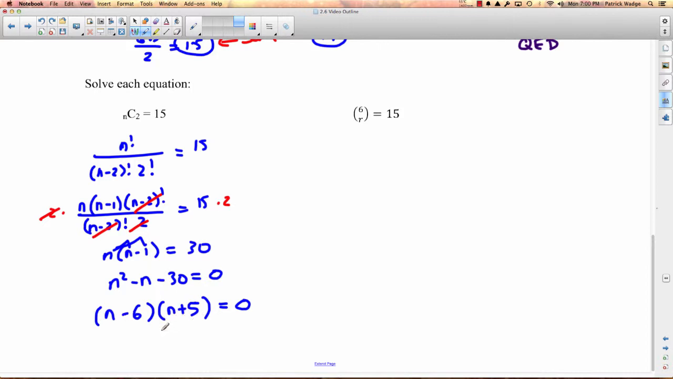Now you can use the zero product property. Either this bracket or this bracket equals 0. If you get 0 when you multiply them, then one of them has to be equal to 0. What would make this one equal to 0? If n equals 6. What would make this one equal to 0? If n equals negative 5.